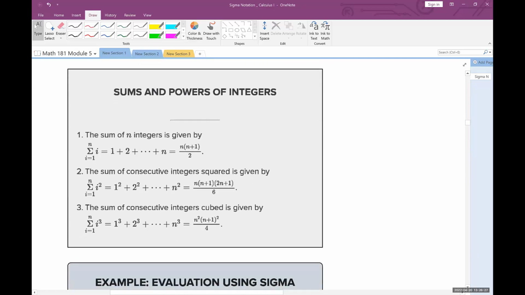Sums and powers. This is what I was telling you earlier about the Gauss thing. So the sum of i, 1 plus 2 plus 3 plus 4, where i is the index with whatever term we're on, through n, is n times n plus 1 over 2. The one that people don't usually know or remember is the sum of i squared. It's a little more complicated. It's n times n plus 1 times 2n plus 1 over 6. And then the sum of consecutive integer cubes, i cubed, is n squared times n plus 1 quantity squared over 4.